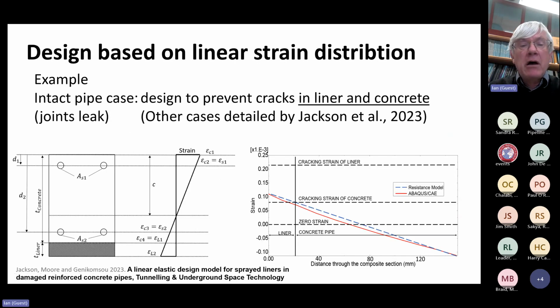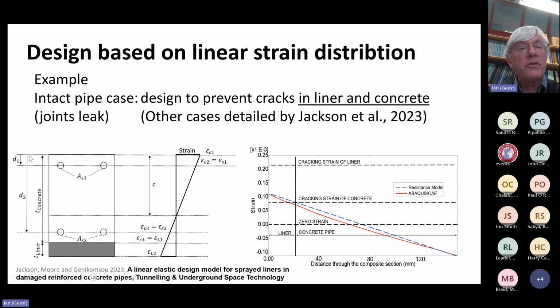And I'll just show you one particular case. This is the situation where we've got an intact pipe. And I thought I'd present this condition because it's a little bit unusual in that we actually have to think of two conditions. Here's the strain through the profile on the vertical axis, and here on the horizontal axis, we've got the distance through the composite section.